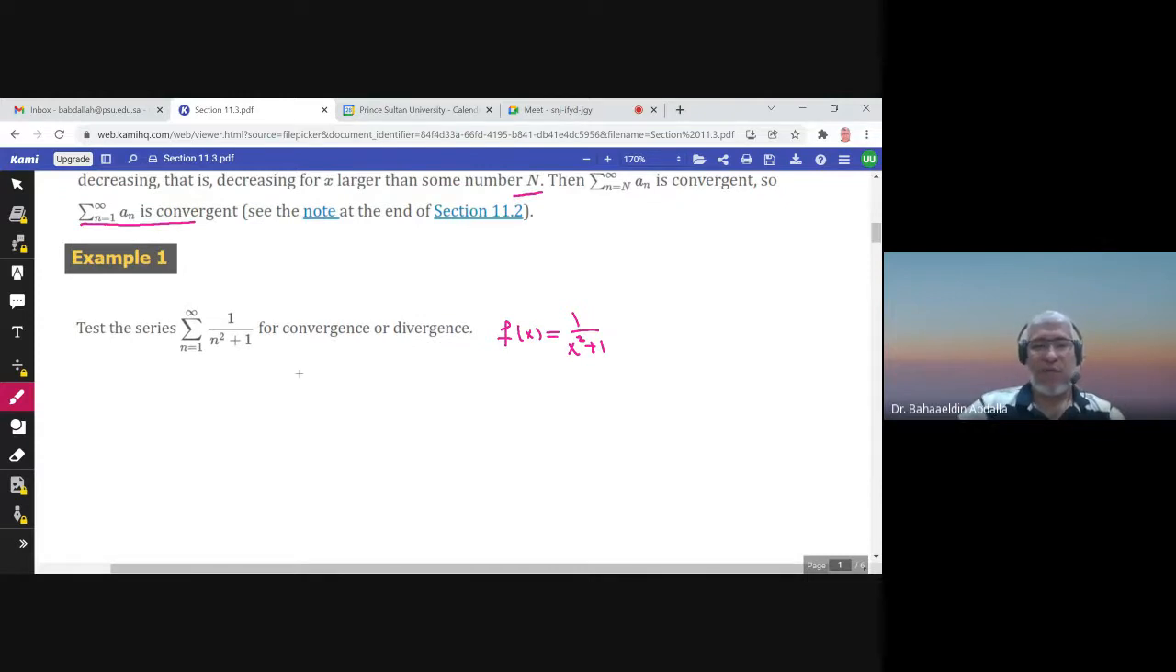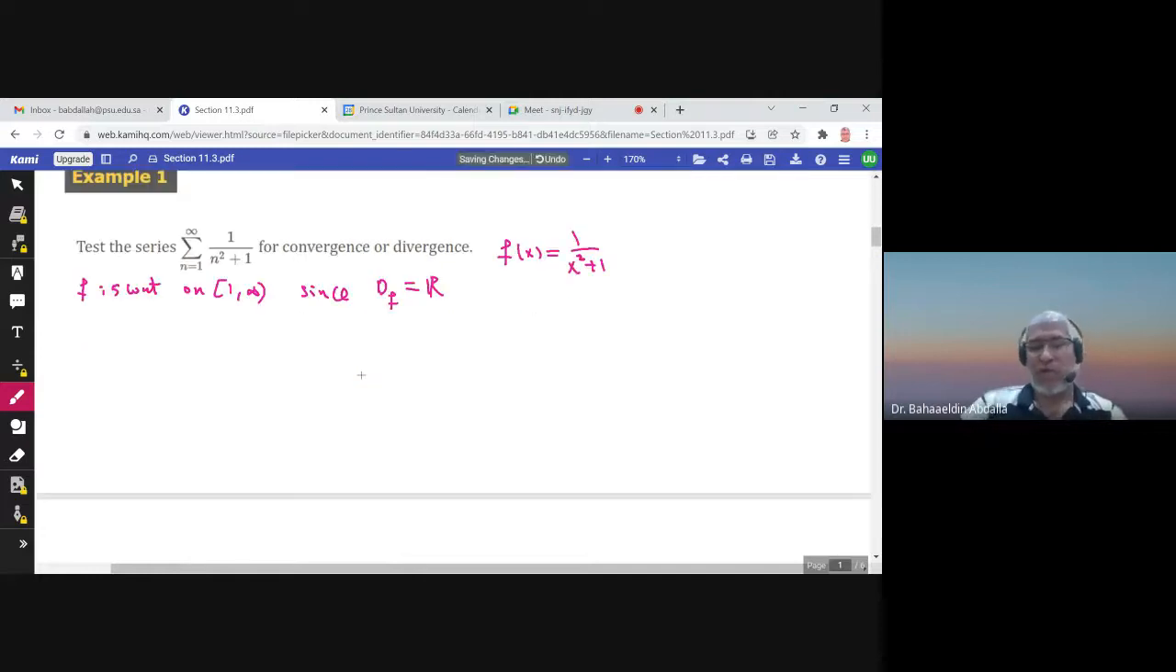So here, let us check if f is continuous on 1 to infinity, of course. Why? Because the domain of f consists of all real numbers, because we have no problems with the denominator. The denominator cannot be 0. f also is positive on 1 to infinity, of course, x squared plus 1. And let us discuss whether it's decreasing or increasing.